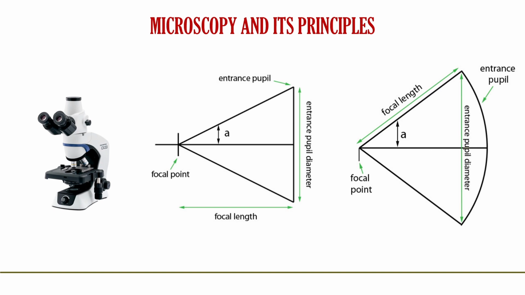Focal length. The focal length is the distance between the center of the lens and the focal point. Lenses with a short focal length bend light more strongly and provide higher magnification. In contrast, lenses with a longer focal length bend light less and produce lower magnification. This relationship between focal length and magnification is a key factor in the functioning of microscopes.